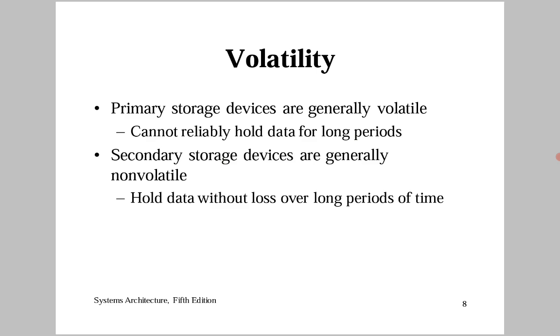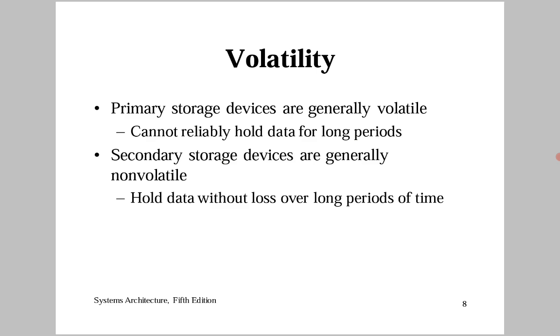Examples of primary storage devices: RAM is the primary storage device. What are secondary storage devices? Secondary storage devices are like hard disks, floppy disks, CDs, compact discs, and DVDs. All secondary storage devices are generally non-volatile.